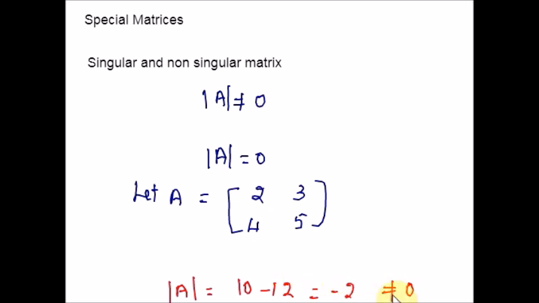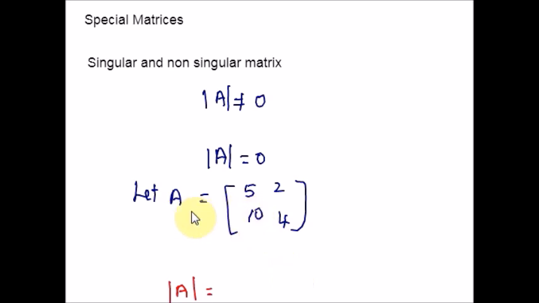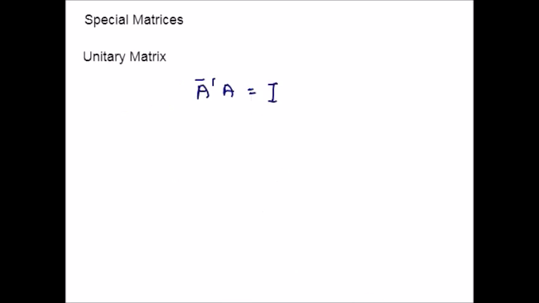Let me show you an example for a singular matrix. Please consider this matrix A. Let's find the determinant of this one. 5 times 4 is 20. 10 times 2 is also 20. If you subtract these two, you'll get 0. So this matrix is a singular matrix. Do you understand the difference between singular and non-singular? Okay, cool. Now let's move on to the next type, the unitary matrix.